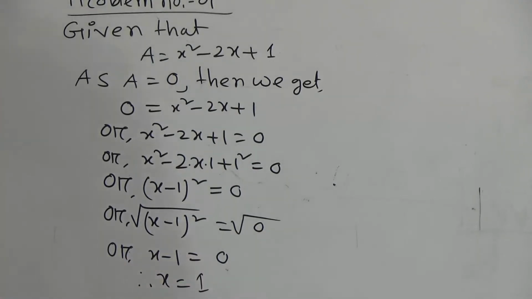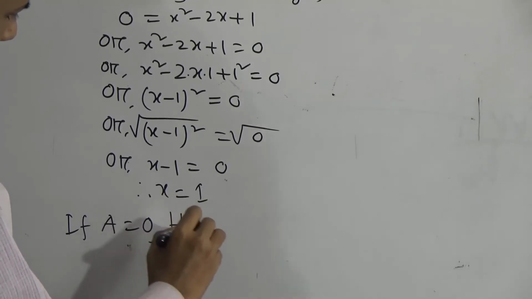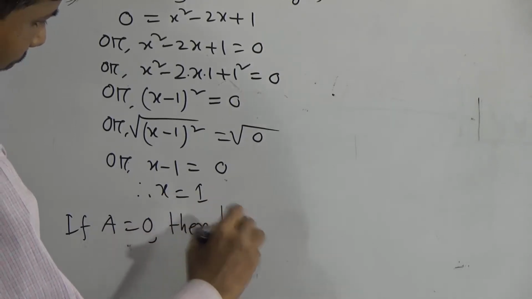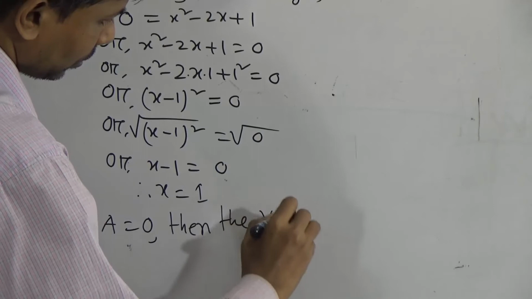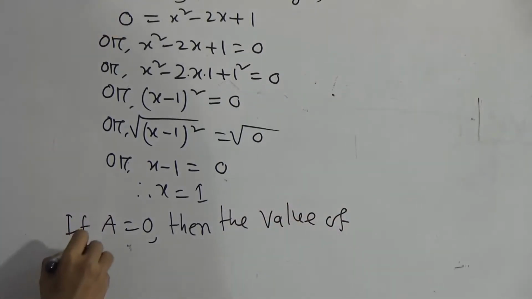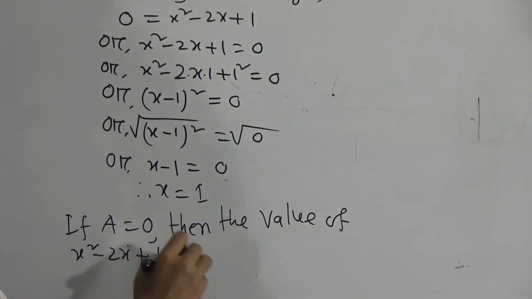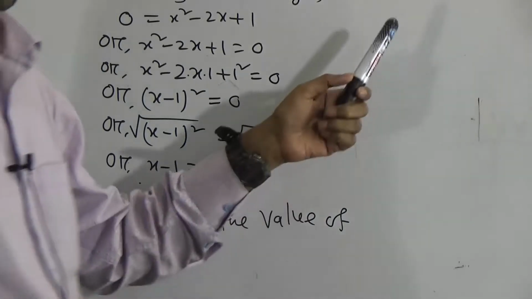Now, you have to write: if A equal to 0, then the value of x equal to 1. Okay, so this is our result. Okay student, please now go to the stem.